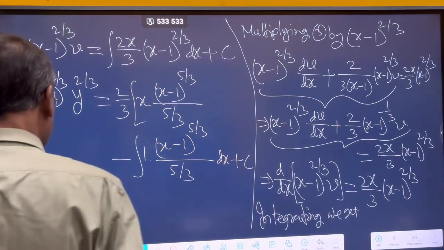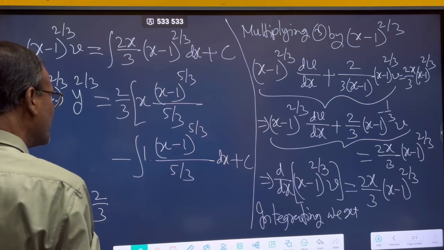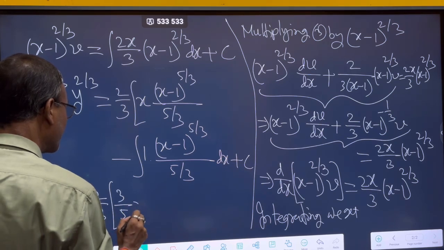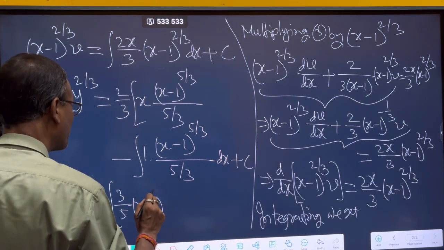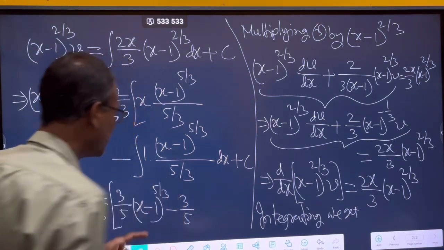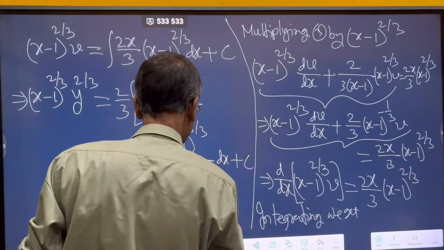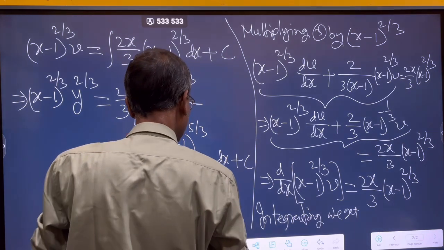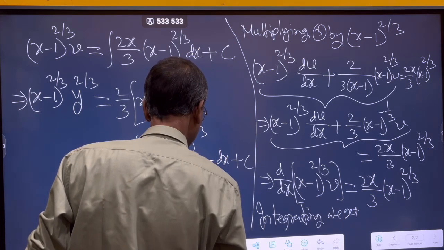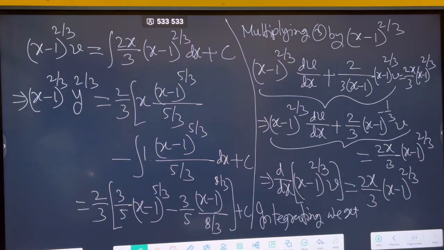This one is equal to 3/5 x (x - 1)^(5/3), minus 3/5. What is the integration of (x - 1)^(5/3)? It is (x - 1)^(5/3 + 1), that is 8/3, divided by 8/3, plus c.